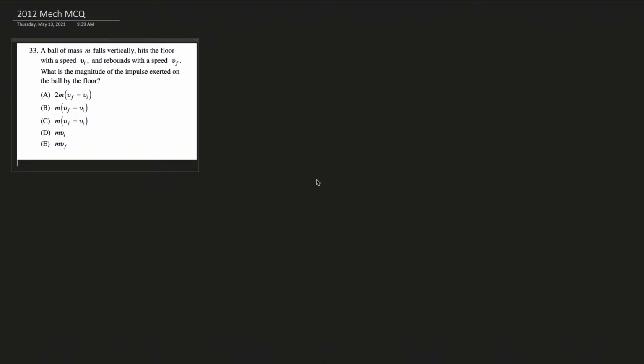Okay, so 33. I think this one's more of a tricky question, in my opinion, because of the wording. So, a ball of mass m falls vertically, hits the floor with speed vi, and rebounds with the speed vf. So, if we have the floor here, it hits the floor with speed vi, and rebounds with the speed vf. What is the magnitude of the impulse exerted on the ball by the floor?